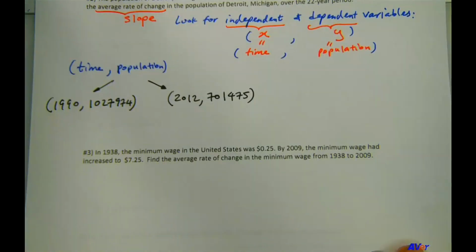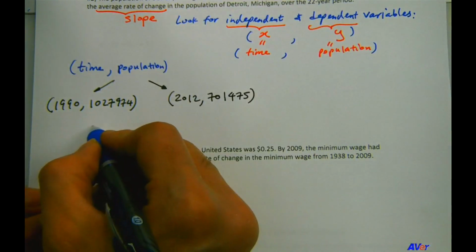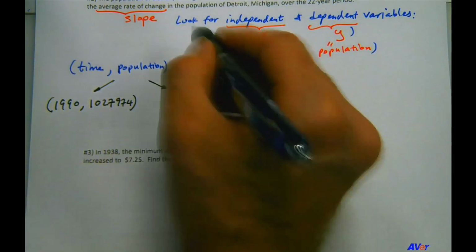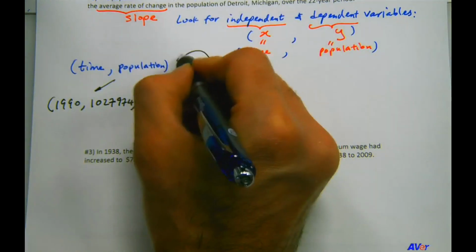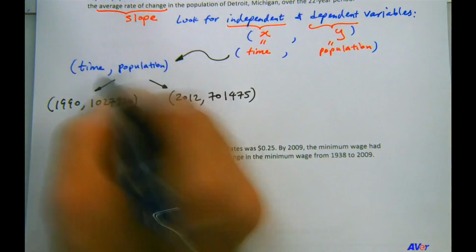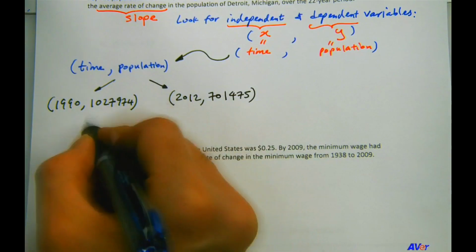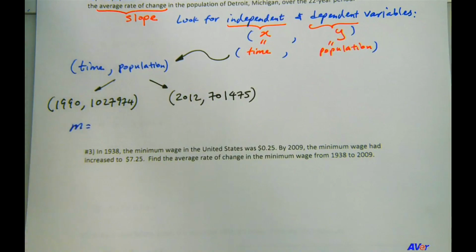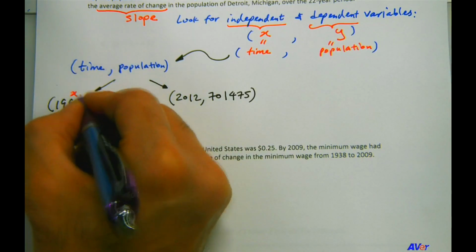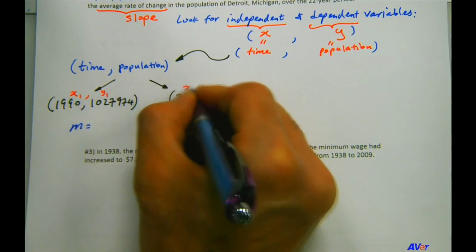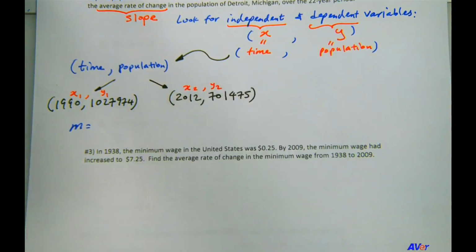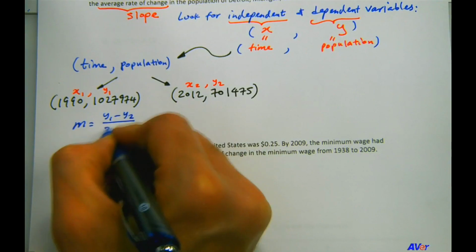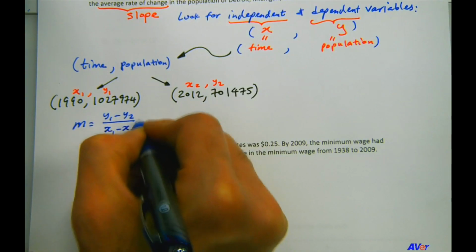So let's calculate this slope. All of this leads to that, and that leads to this. Now we have the slope formula. You can label these if you want, if it makes it easier: x1 comma y1, x2 comma y2. The slope formula says y1 minus y2 divided by x1 minus x2.